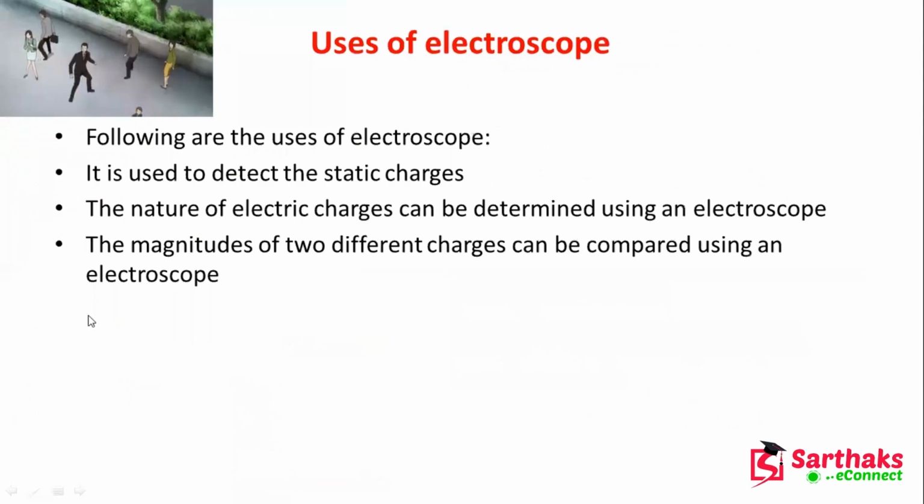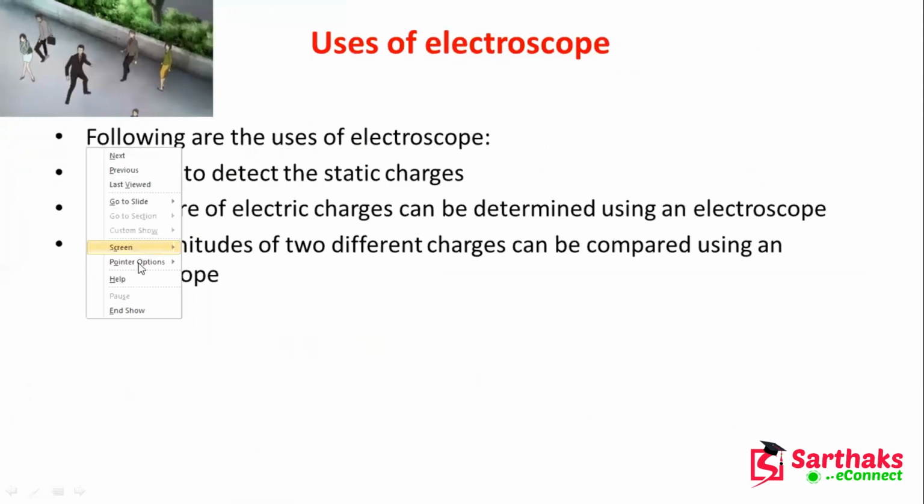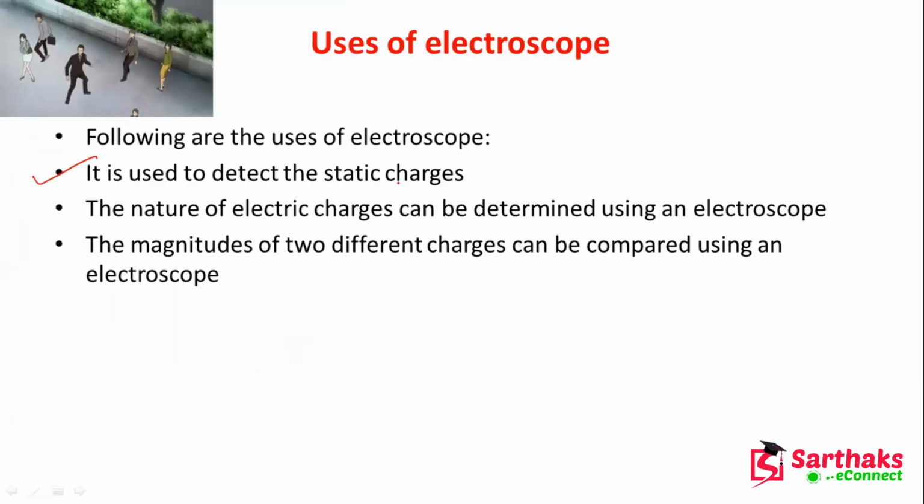Now, uses of electroscope. It is used to detect the static charge. The nature of the electric charges can be determined by the electroscope, obviously by gold leaf, and the magnitude of two different charges can be compared also. If the deflection of the V-shaped gold leaf is small, less charge is there. If the deflection is very high, there is a high amount of charge.